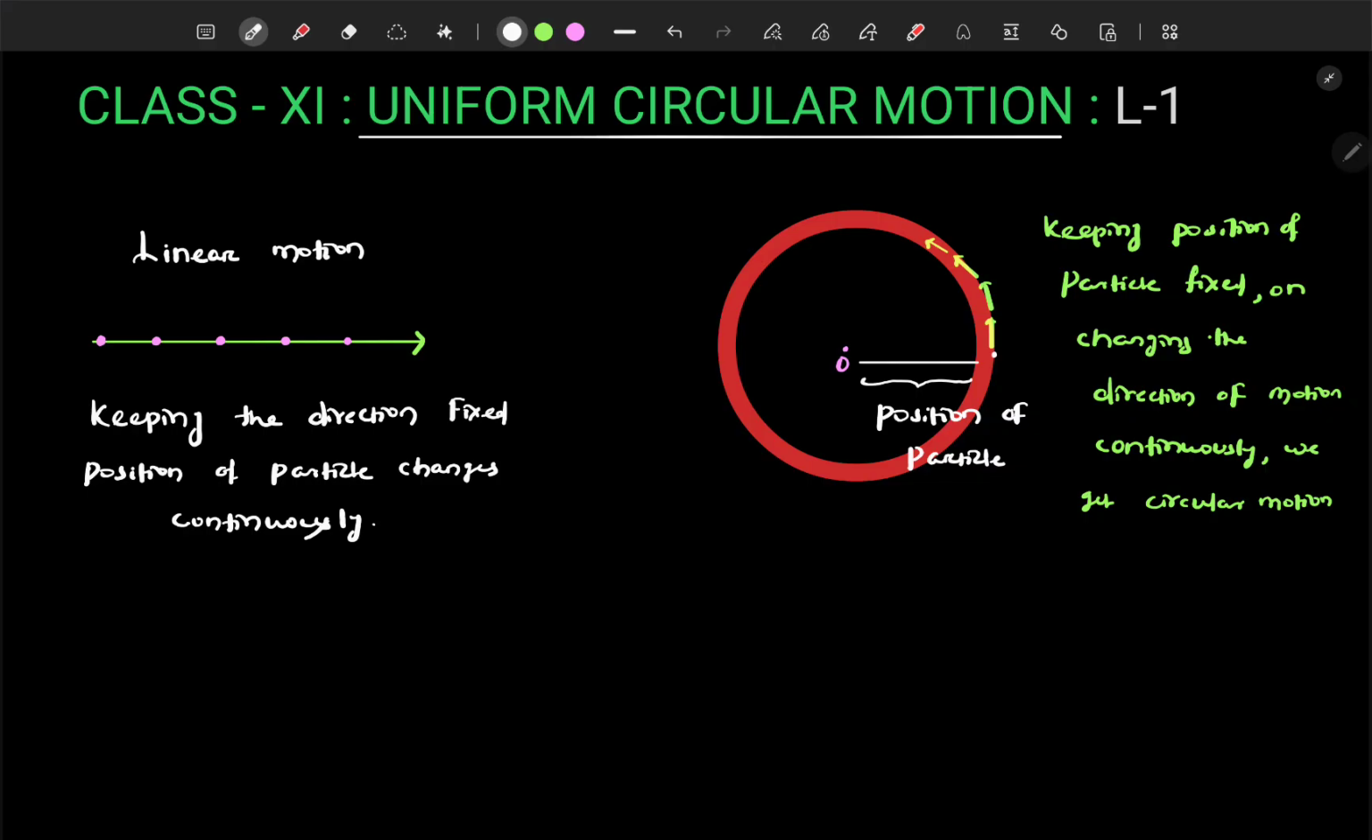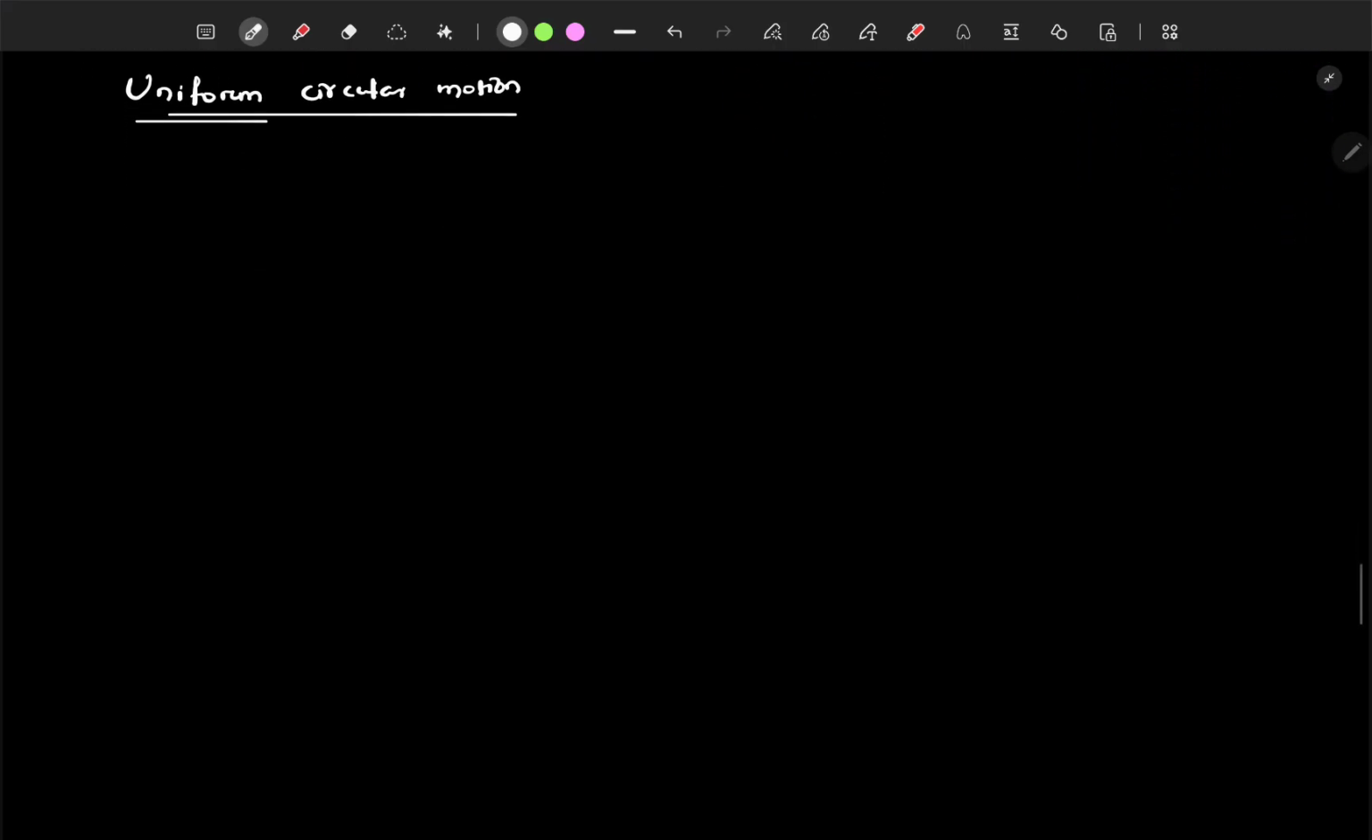The next concept is uniform circular motion. Circular motion means the path is circular, but in UCM, that is uniform circular motion, the particle moves in a circle with constant speed. Uniform represents that the speed of the particle remains constant. But in circular motion, the direction of motion changes continuously. How many times does the direction of motion change in a circular path? Infinite times.